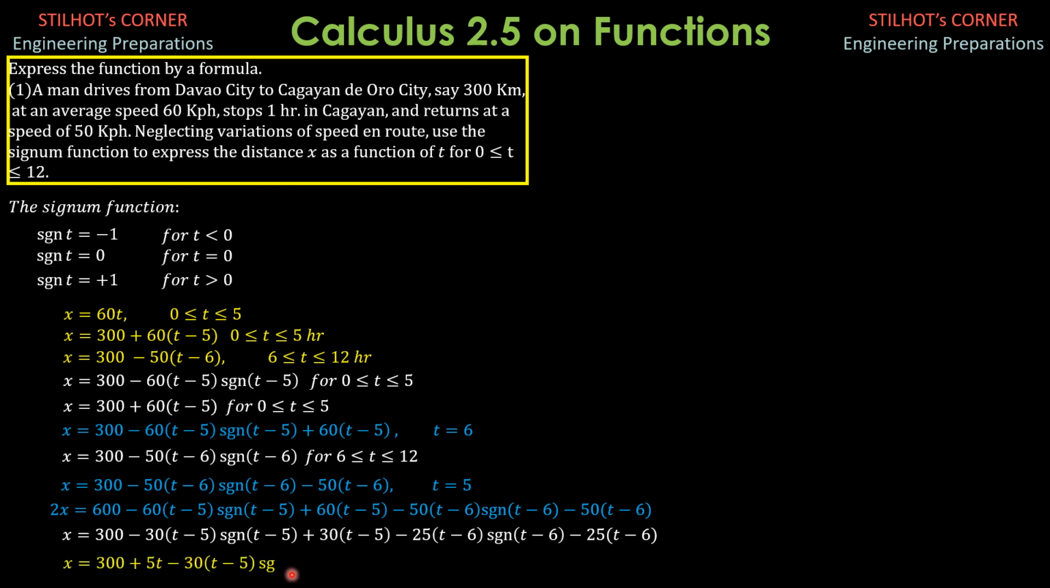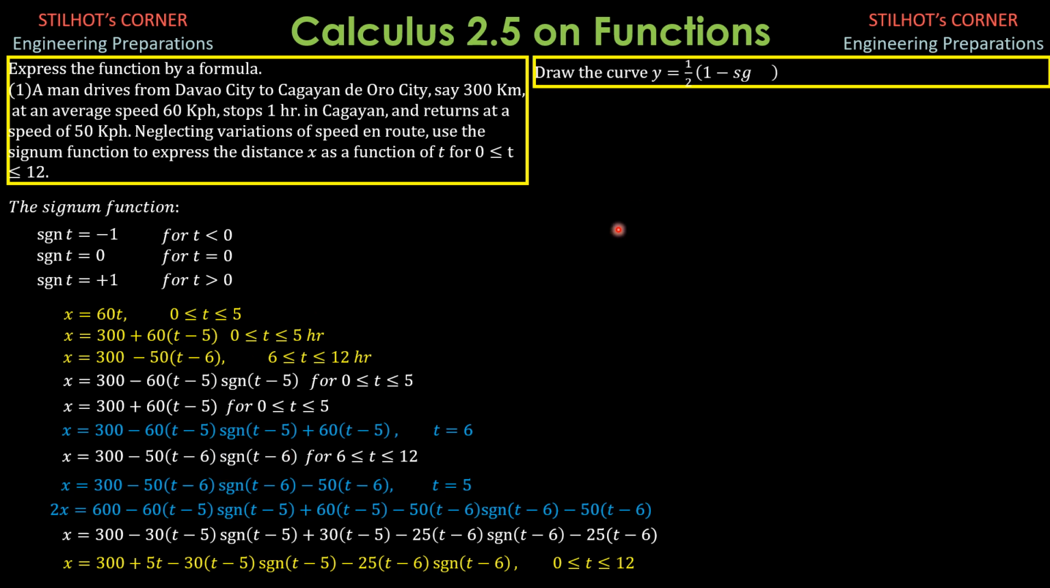So therefore, the final expression for the time interval 0 to 12 is 300 + 5t − 30(t − 5) sgn(t − 5) − 25(t − 6) sgn(t − 6), then that's the expression for 0 ≤ t ≤ 12. So you can check this formula for 0 up to 12, and this formula is really correct. So that's the answer for that expression.